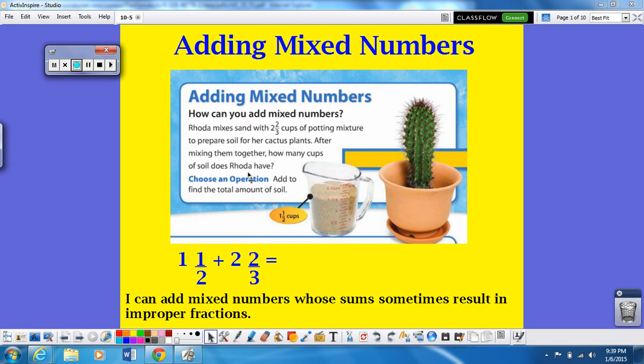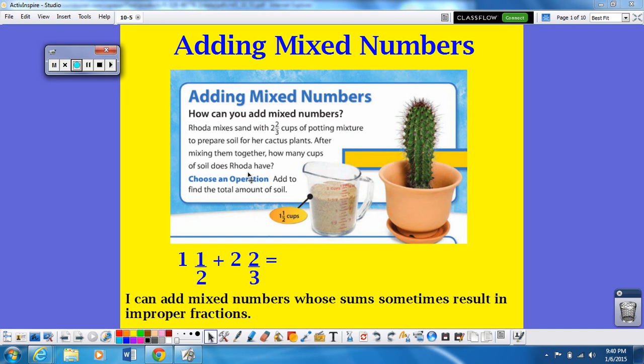All right, topic 10.5 is adding mixed numbers. So this week so far we have added fractions with like denominators. We've added fractions with unlike denominators. We subtracted fractions with unlike denominators. And now we're going to learn how to add mixed numbers.